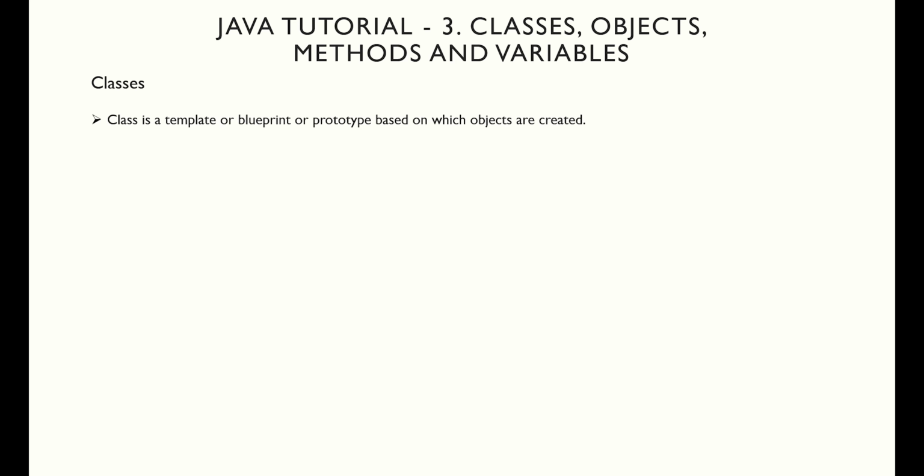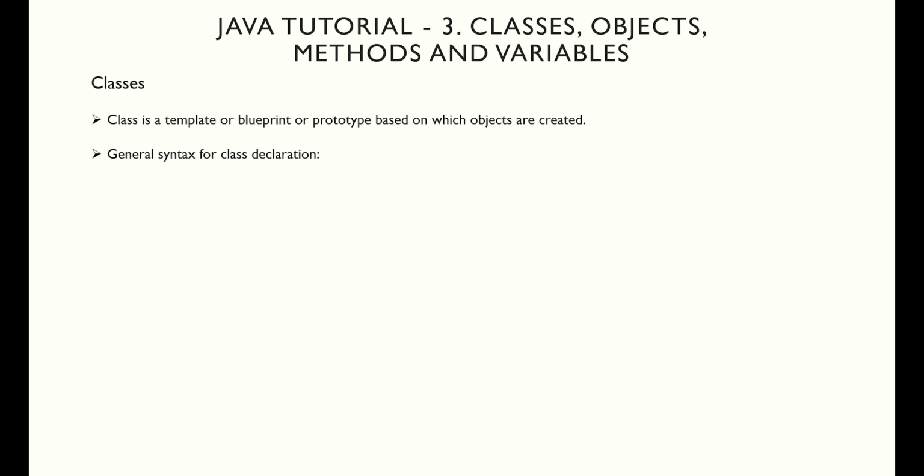What is a class in Java? Class is a template or blueprint or prototype based on which objects are created. It describes the state and behavior that object of its type support. It is only a logical entity, not a physical entity. Hence, it does not occupy any memory. Class is a group of variables of different data types and a group of methods.